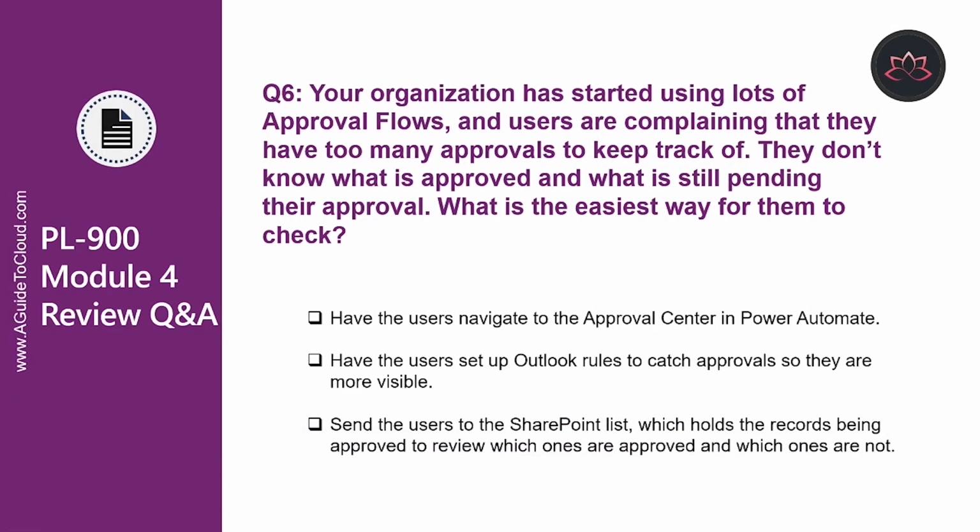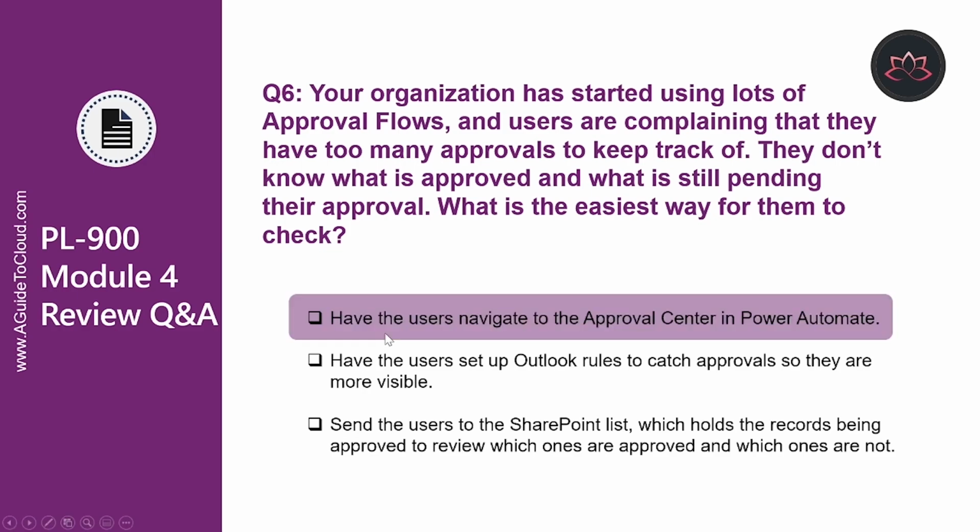Your organization has started using lots of approval flows, and users are complaining that they have too many approvals to keep track of. They don't know what is approved and what is still pending their approval. What is the easiest way for them to check? So the easiest way for them to check is to have the users navigate to the approval center in Power Automate. In the approval center, users will be able to view their outstanding approvals as well as the approval history in a much easier to read platform.